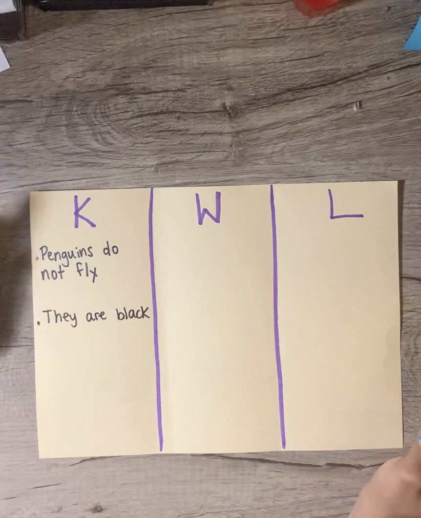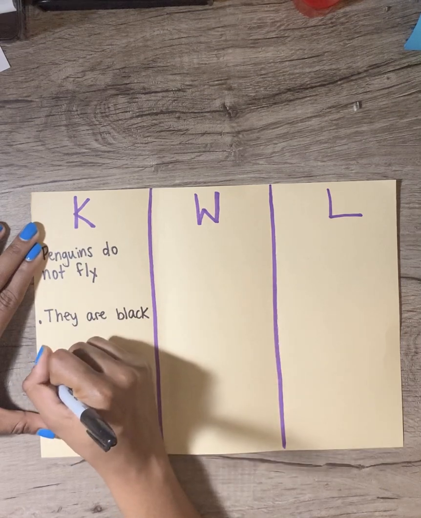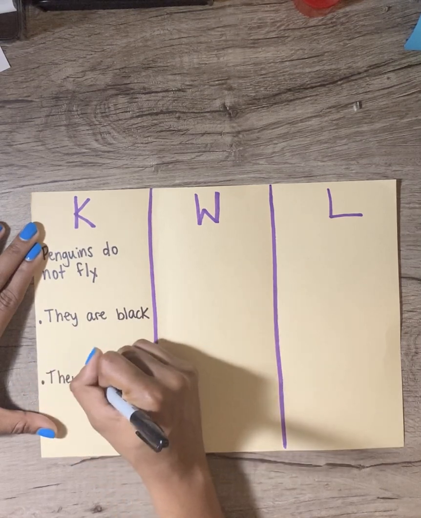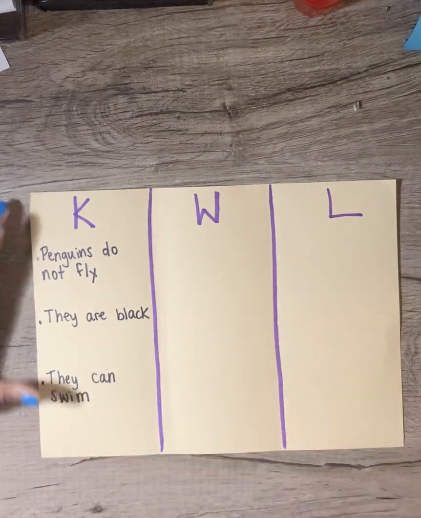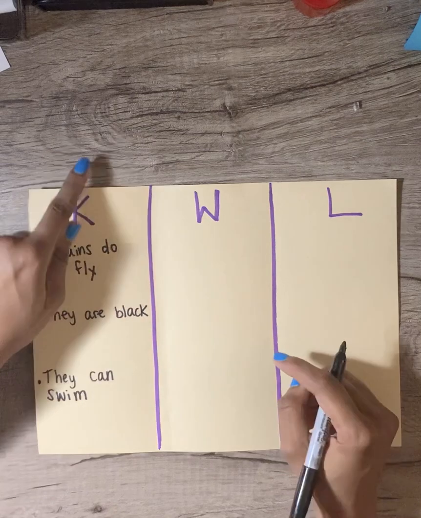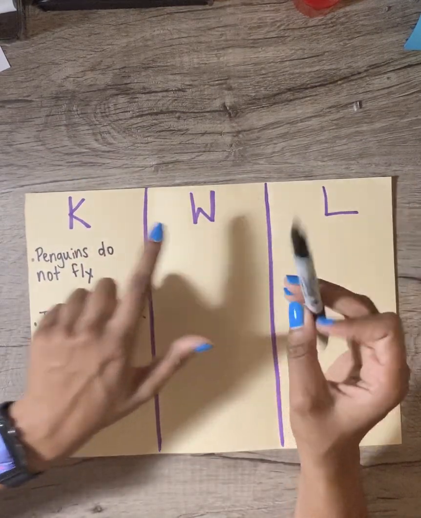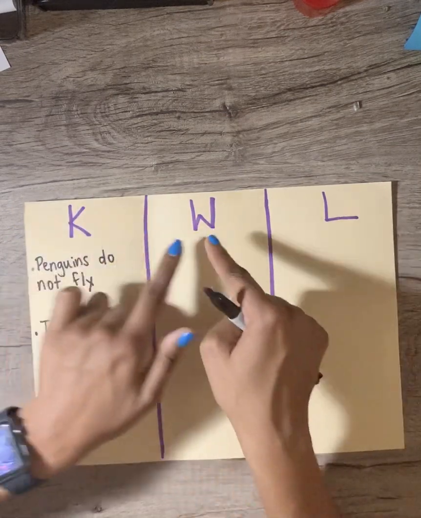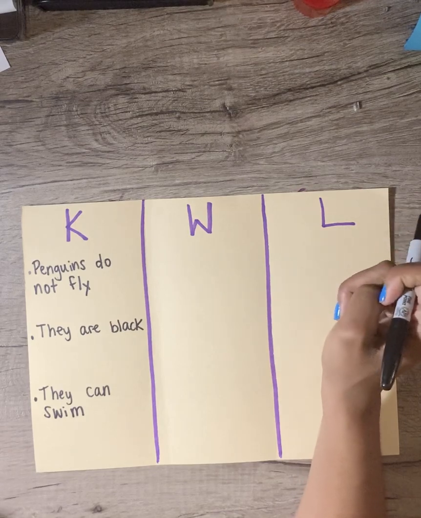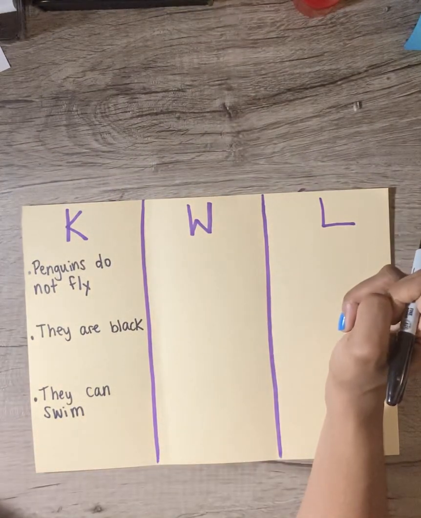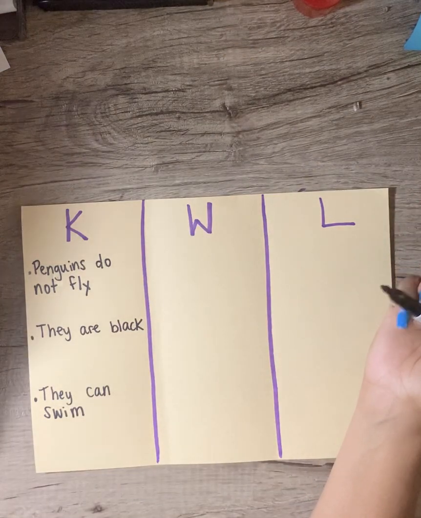They are black. And I know for sure penguins can swim. So they can swim. Okay, so my K is for what I know. Now, K is what I know, W is what I want to know. Now I'm going to think to myself, what do I want to know about penguins? I want to know, what do they eat?